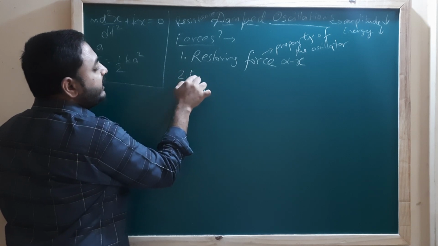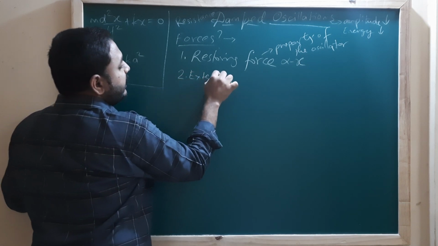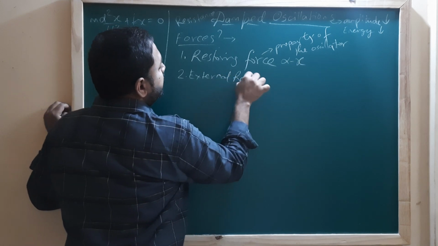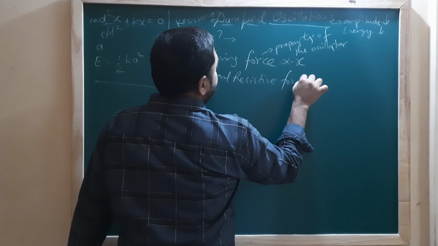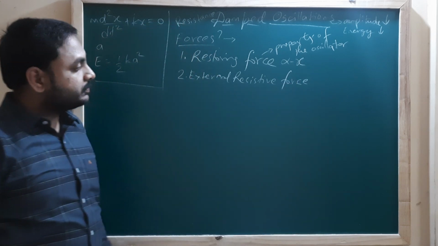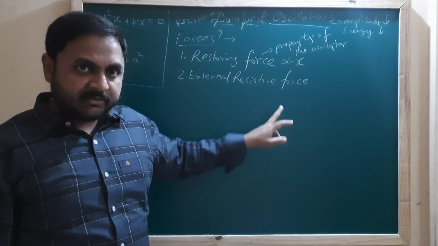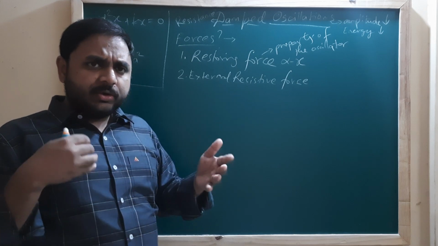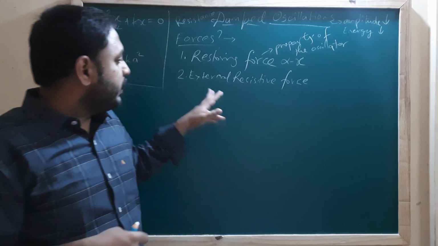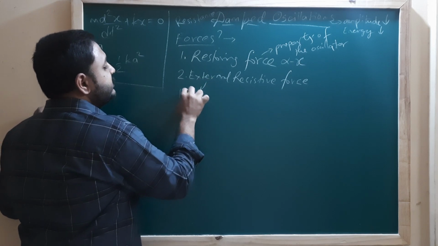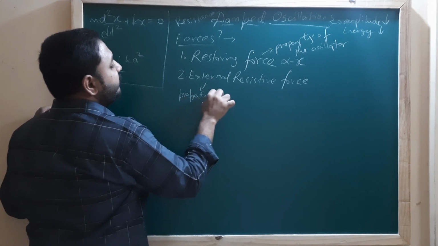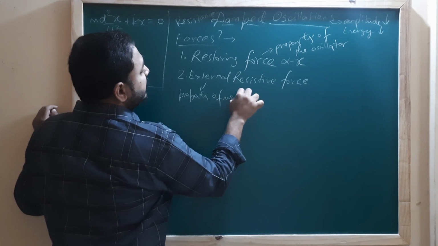And in fact, I will write it this way, as an external resistive force. So this is a resistive force, which is going to resist, it is going to impede, it is going to oppose the motion. And this is external. This is a property of the medium or surroundings.